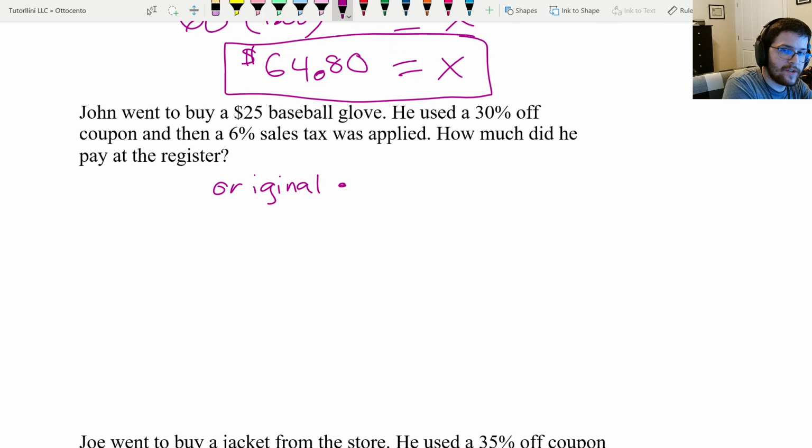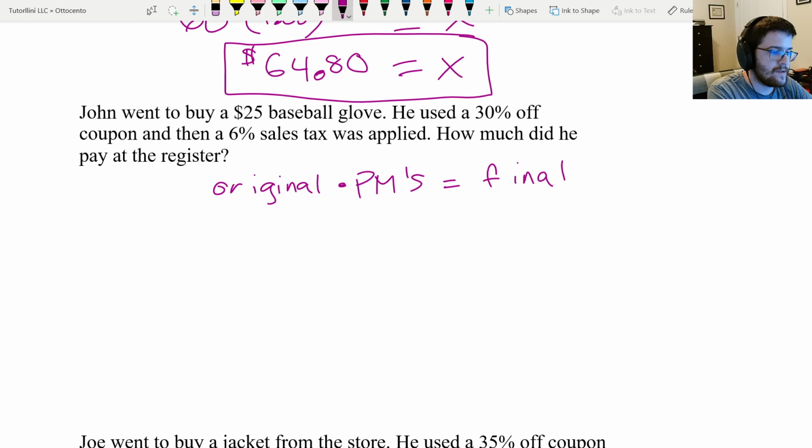All right, original times percent multipliers equals final. And the original, they tell us, is $25. And we did a 30% off coupon. Remember we talked about that's a decrease. And we did a 6% sales tax. So that would be an increase.